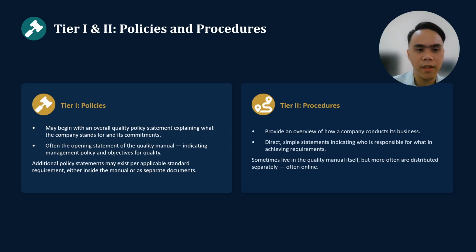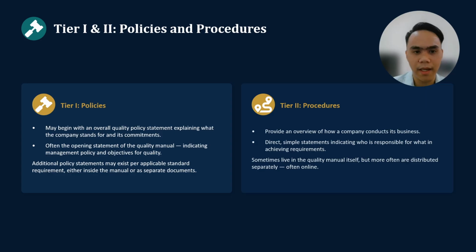There may be additional policy statements or brief documents for each of the requirements of applicable standards. These policies may be contained within the quality manual itself or exist as separate standalone documents. This topic does not mandate one approach over the other. The second documentation tier is procedures, and these provide an overview of how a company actually conducts its business.